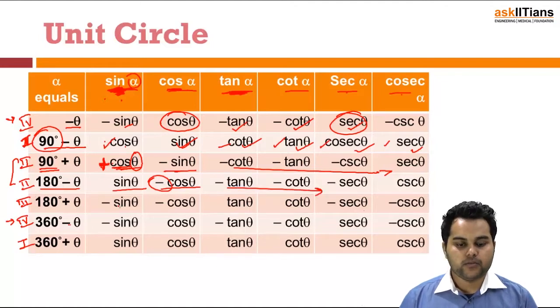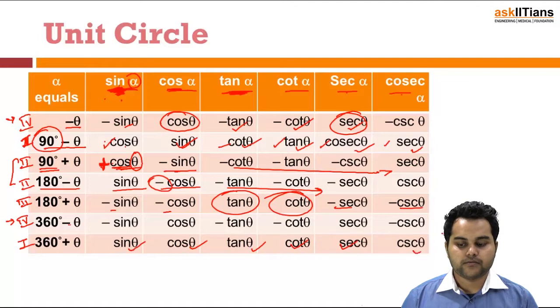In the third quadrant I will have 180 plus theta, where tan would be positive and cot would be positive. There would be no trigonometric ratio change, just a sign change for all the rest of the 4. Now for the last one, the first quadrant, all are again positive.